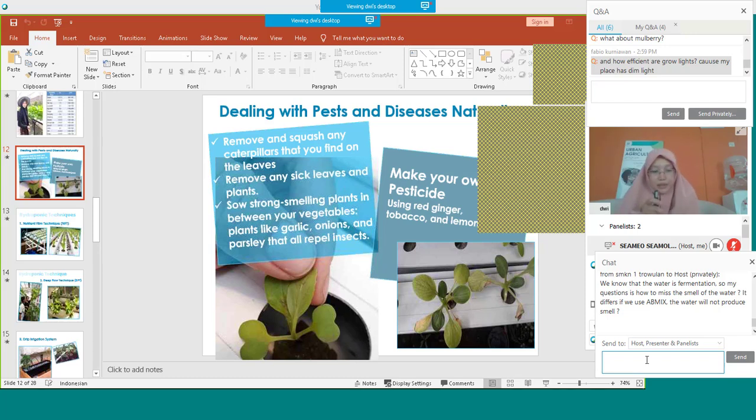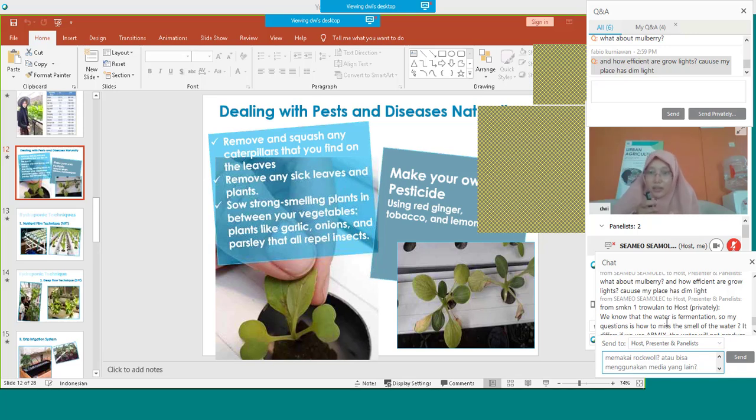Yeah, I think it will be better if you use paranet for your greenhouse or hydroponic garden. So it helps cover the plant from grasshoppers and also from, what should I say, kutu daun, aphids. And also you can make your own pesticide. You can boil together red ginger, tobacco, and lemongrass, filter it, and spray the liquid onto your plant. Yeah, for the grasshopper.